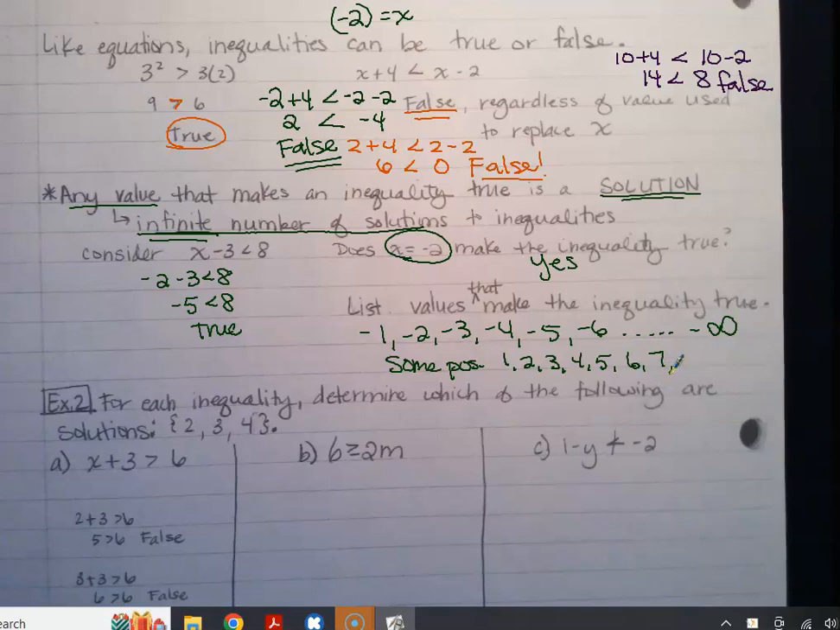8 minus 3, 8, 9, 10. And that's it for the positives. Okay, so here's the thing. We don't want to have to do this and list them all the time, which is why we're going to end up graphing them. We're going to graph solutions of inequalities. Okay, it's going to be super simple.